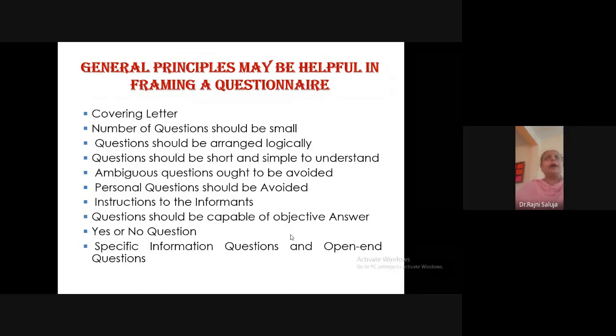But along with it, whether we are sending through post, personally visiting the person for collecting the information and asking the questions, or circulating the Google Form, we have to prepare the cover letter. Cover letter means that we give a brief introduction about ourselves, the purpose of the research, and in how much time the questionnaire has to be returned.